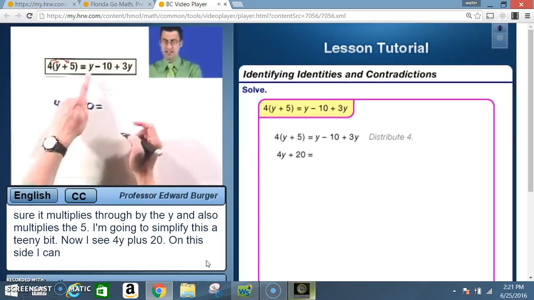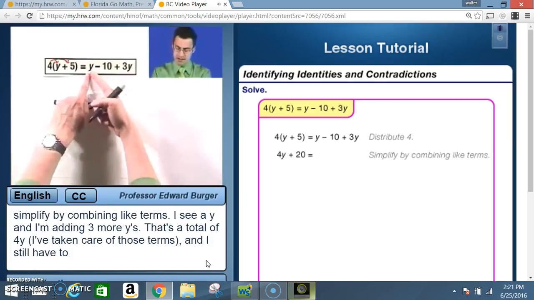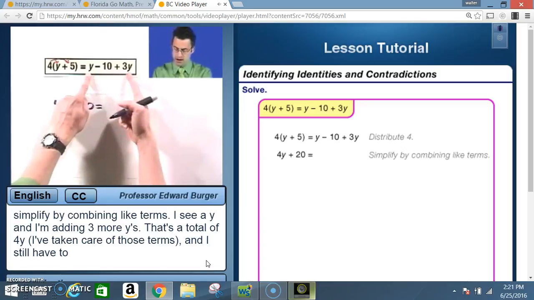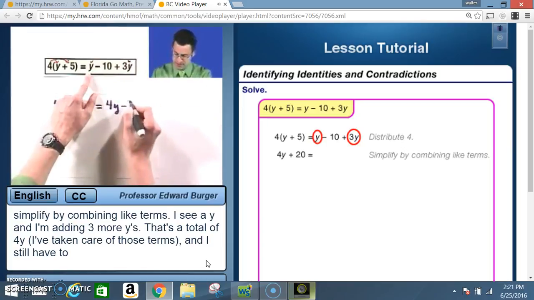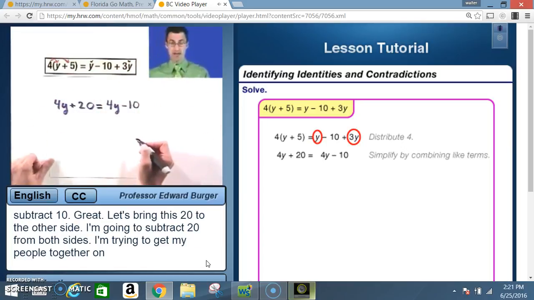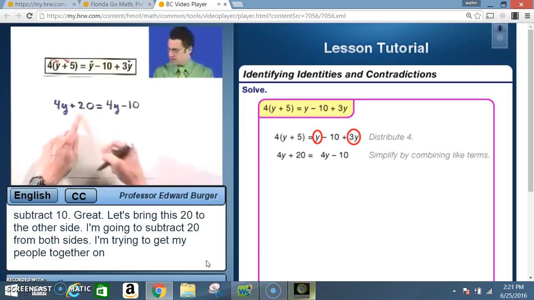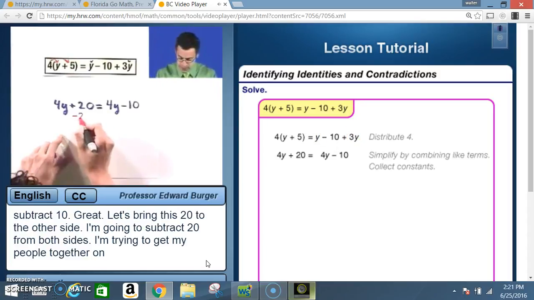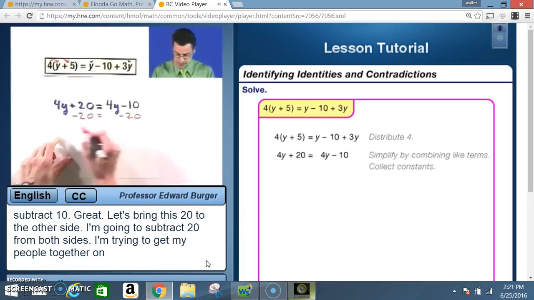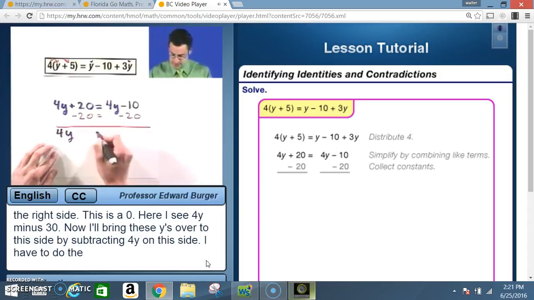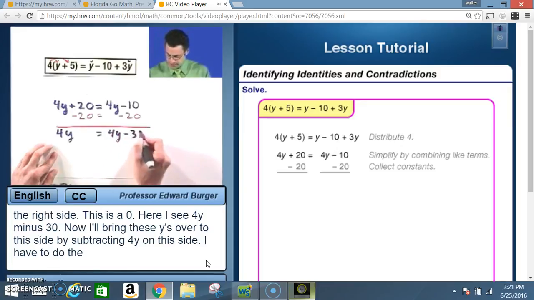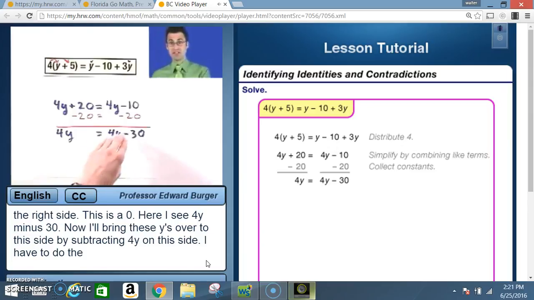And that's going to equal, now on this side I can simplify by combining like terms. I see a y, and I'm adding 3 more y's. That's a total of 4y. So I've taken care of those terms. And then I have to still subtract 10. Okay, great. Well, let's bring this 20 to the other side. So I'm going to subtract 20 from both sides. This looks good, right? I'm trying to get my people together on the right side. This is a 0. Here I see a 4y minus 30. Great. And now I'll bring these y's over to this side by subtracting 4y on this side.